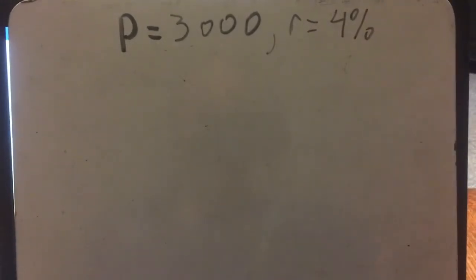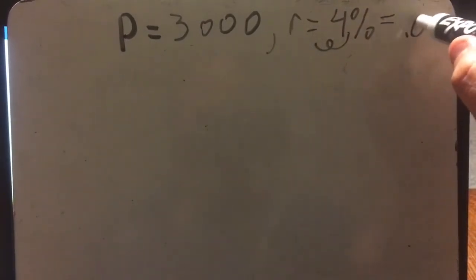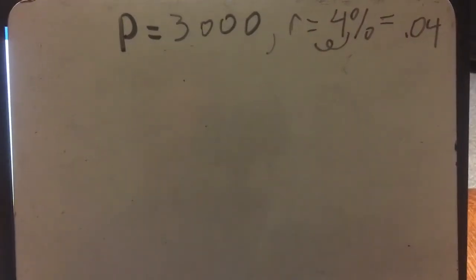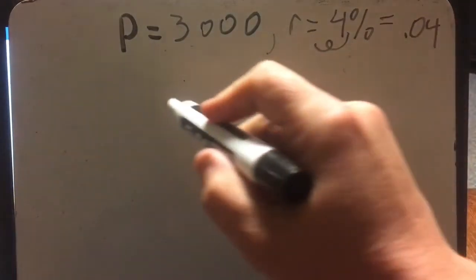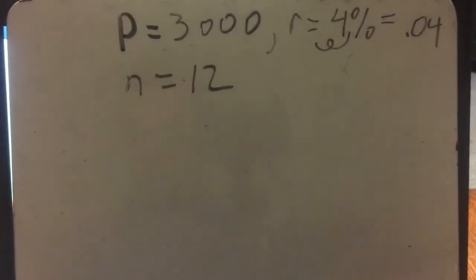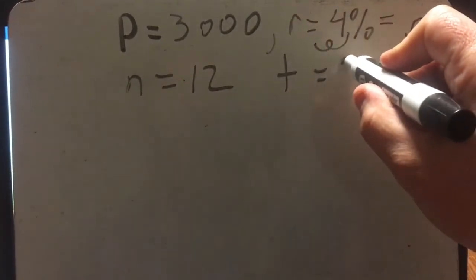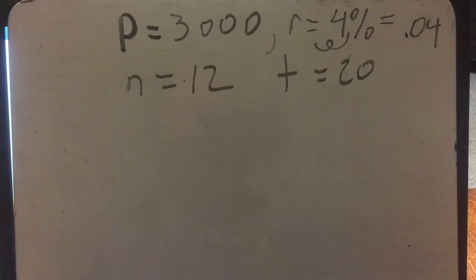Change the percent to the decimal. Remember, 2 places to the left, so 0.04. Compounded monthly. Monthly is 12. And then our T, it told us we were going to keep this in the bank for 20 years. All right?